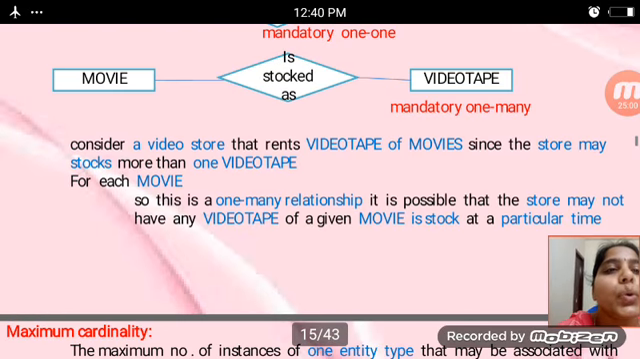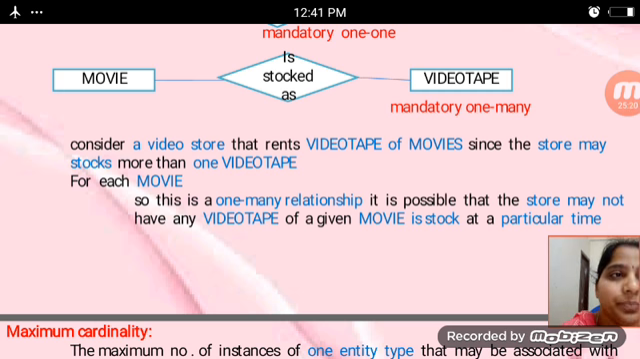Consider a video store that rents videotapes of movies. Since the store may stock more than one videotape for each movie, this is a one-to-many relationship. It is also possible that the store may not have any videotape of a given movie in stock at that particular time. That is also a one-to-many relationship.